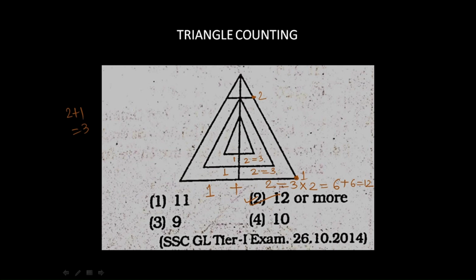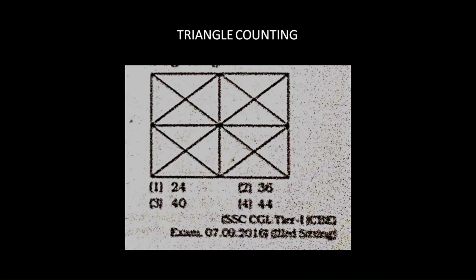Moving to the next one. So let me know how many triangles are there in this figure. The options are: Option 1, 24. Option 2, 36. Option 3, 40. And option 4, 44. 24, 36, 40, 44. So let me know how many triangles are there inside this figure.